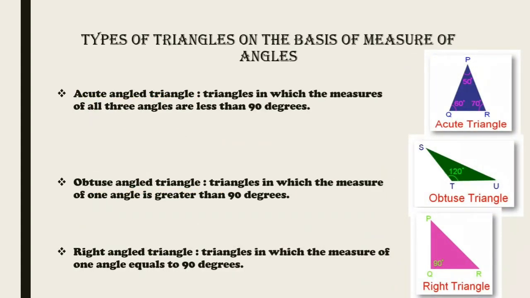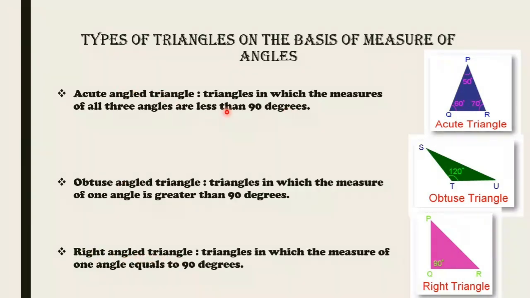Children, you have already learned about types of triangles on the basis of measure of angles. So here you can see three types of triangles we have on the basis of measure of angles: acute angle triangle, obtuse angle triangle and right angle triangle.